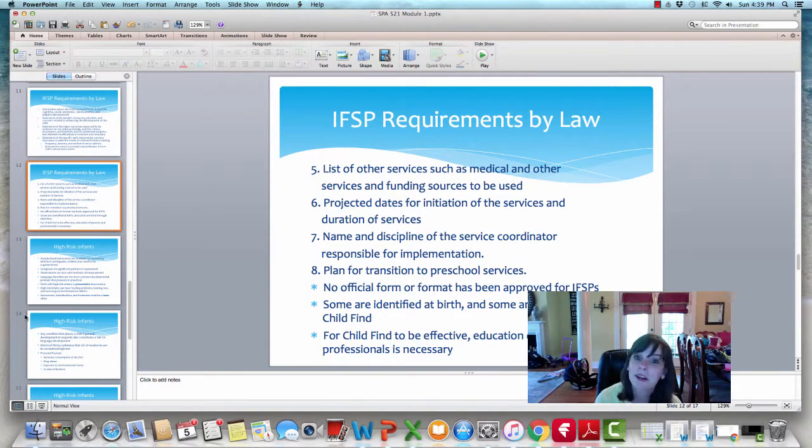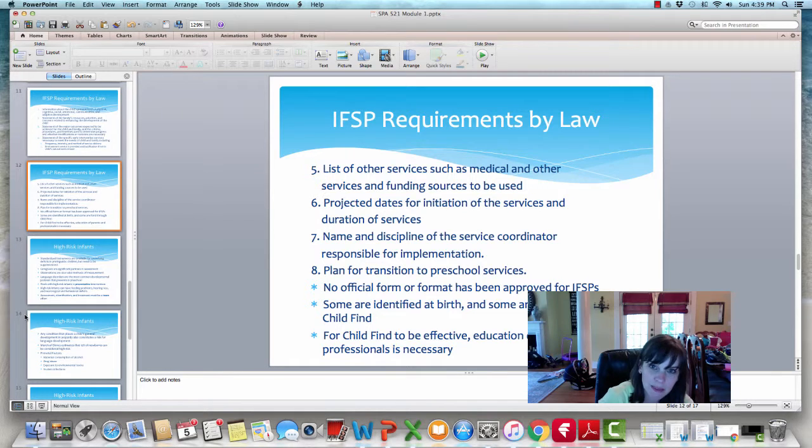Number five, list of other services such as medical and other services and funding sources to be used. So any other service that's going to be used, and where's that funding going to come from? Is it EI funding, or is it going to be funded by Medicaid, reimbursement, variations in that? Number six, projected dates for initiation of the services and duration of services. So the services will begin October 1st and they will go until December 2nd of 2016.